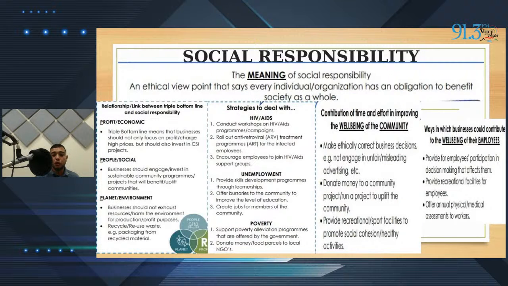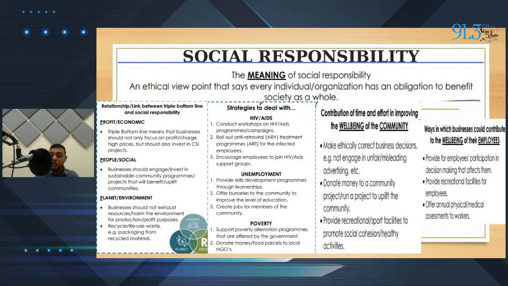We now move on to social responsibility. Now, the word social, everyone needs to know this. The word social means people. So, to make a shorter definition, it is the people's responsibility on the business, organization, or the environment. The meaning that the department has given us is that social responsibility is an ethical viewpoint that says every individual or organization has an obligation to benefit society as a whole.